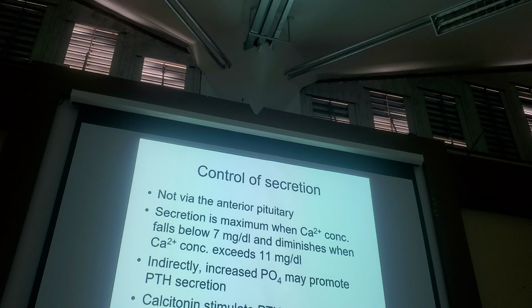So the secretion of PTH has calcium level as a direct stimulus. Calcium level is a direct stimulus for PTH secretion, whereas phosphate level is an indirect stimulus.